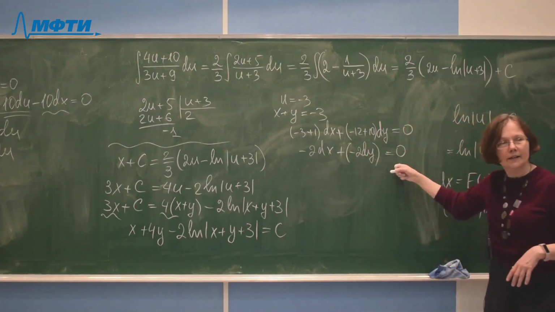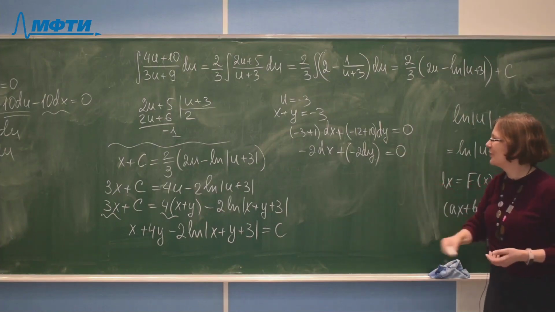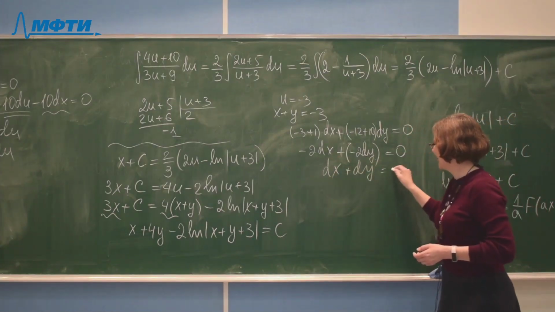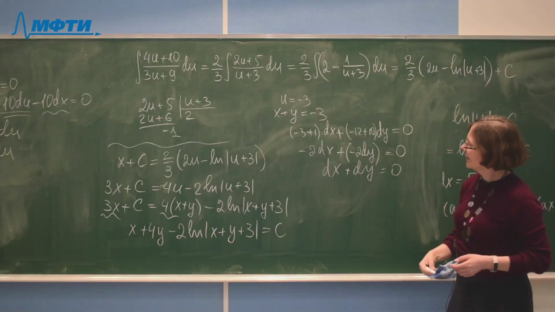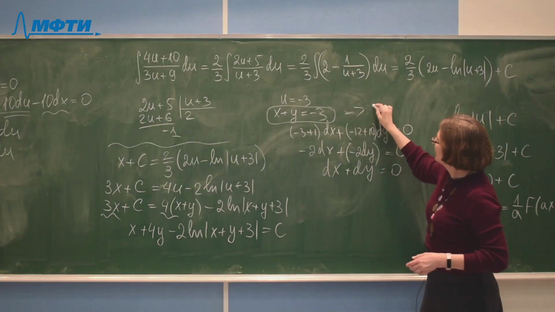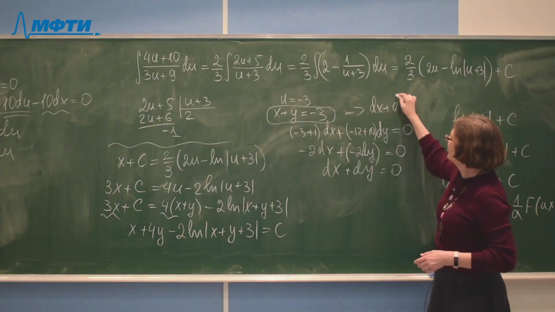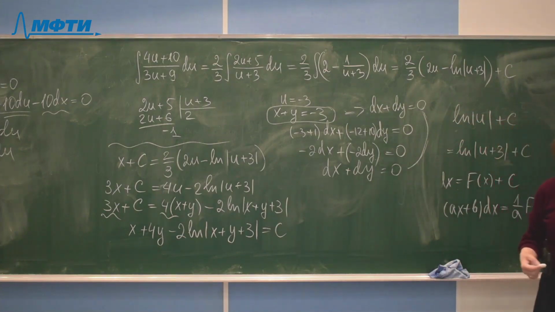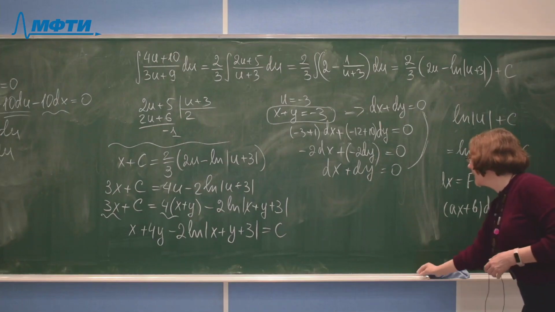So is it correct? Is it identity or not? dx plus dy equals 0. But if we have this, then it follows that dx plus dy equals 0, of course. So this is the same. So this is a solution. Okay. So x plus y equals negative 3 is then the solution.